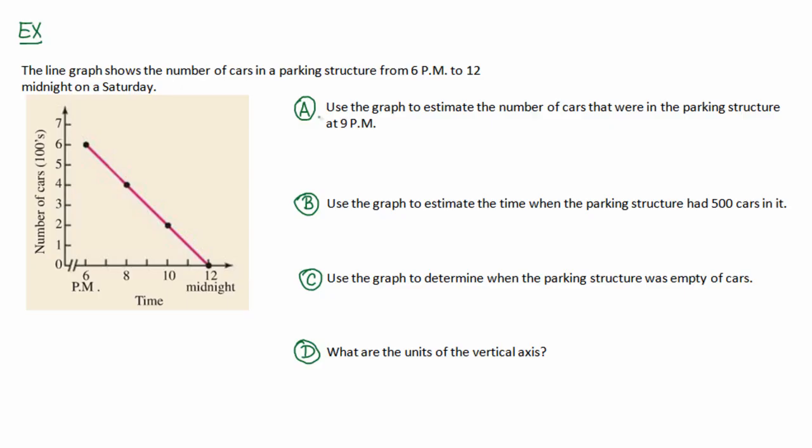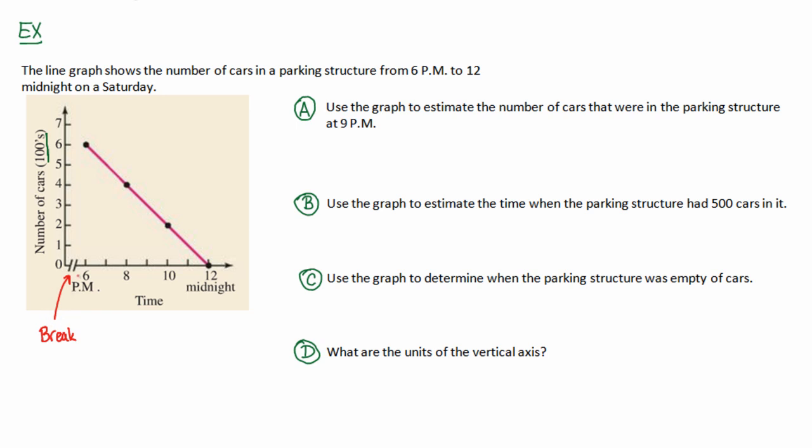So let's say you're presented with this application: this line graph shows the number of cars in a parking structure from 6 p.m. to 12 midnight on a Saturday. As you can see, the scale for the vertical axis here is in hundreds of cars, and that's very important for this situation.